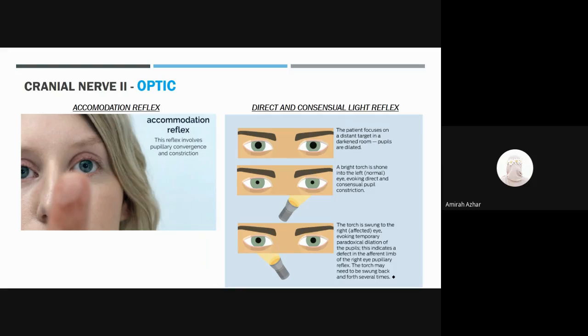For the direct and consensual light reflex, you are testing using a flashlight. As you can see, when you shine a light in one of the eyes, supposedly both your right and left pupils constrict. This is called consensual light reflex. However, if the patient has an abnormality in one of the eyes, there will be inappropriate dilatation of the pupil. Commonly, this is what we call afferent pupillary defect, which is Marcus Gunn pupil.